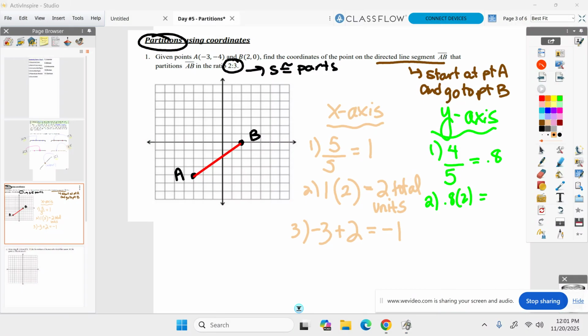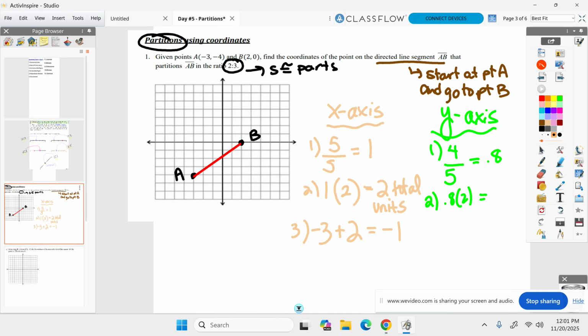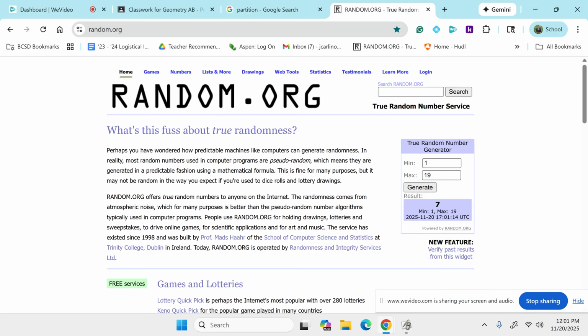All right, how many total units do I need to go then? Alexa, how many total units? Good talk. I'm talking to nobody. All right, Orla, take over. How many total units?